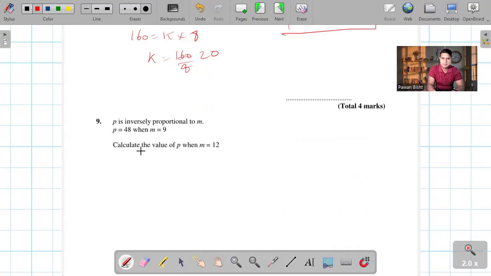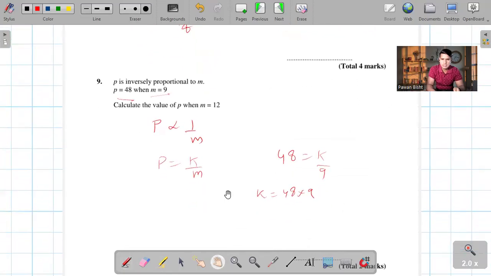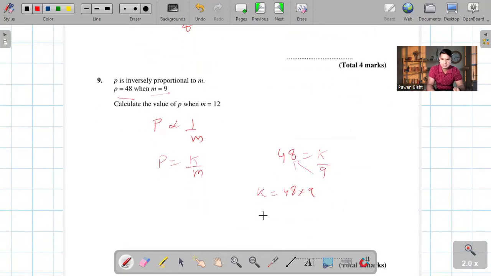P is inversely proportional to M. Inversely means 1 over M. Whenever we remove the proportionality sign, constant k comes. To find k, they have given P 48, M 9. So cross multiply: k is 48 times 9, right? 48 times 9 is 432. So k is coming 432.